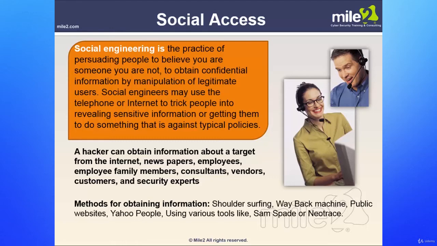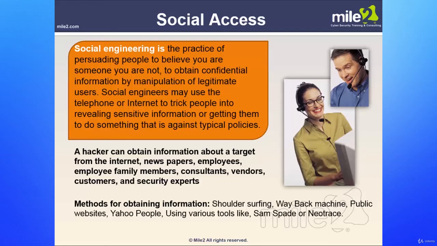So keep in mind, in layman's terms, social engineering is generally the act of getting some needed information from a person rather than breaking into a system. So you're not going to do it via digital means, you're just going to be doing it via human means. So we're going to attack the human factor here. A hacker can obtain information about the target from the internet, newspapers, employees, employee family members, consultants, vendors, customers, and security experts.